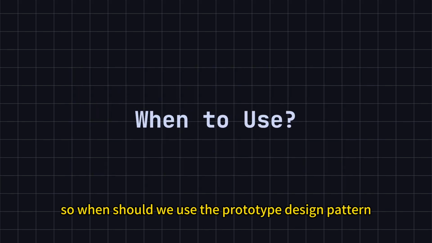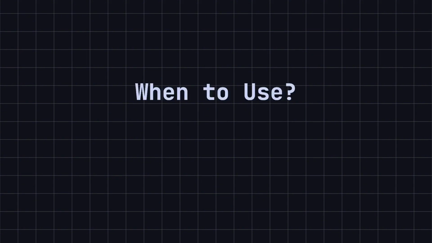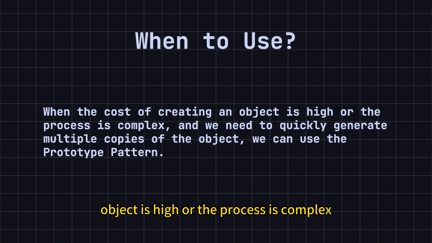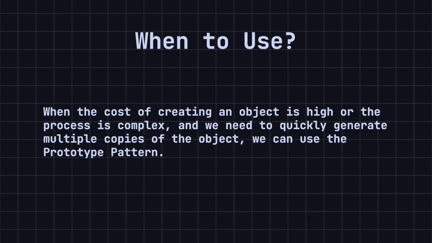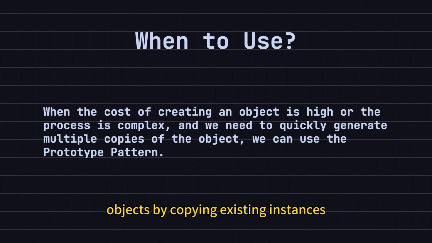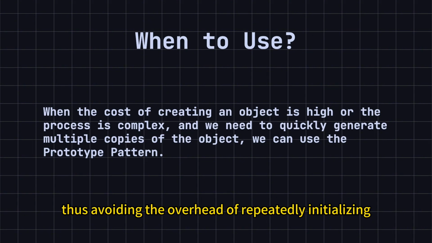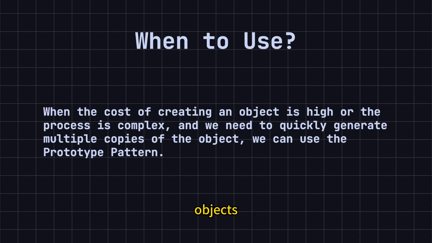So, when should we use the prototype design pattern? When the cost of creating an object is high or the process is complex, and we need to quickly generate multiple copies of the object, we can use the prototype pattern. The prototype pattern creates new objects by copying existing instances, thus avoiding the overhead of repeatedly initializing objects.